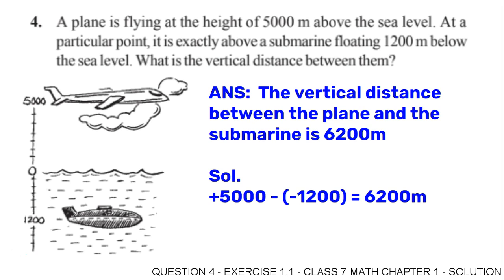6,200 meters. Solution: plus 5,000, which is the height of the plane, minus negative 1,200, which is the height of the submarine because it is below 0. If you do that equation, it equals 6,200 meters. So that's our answer. And we solved it pretty fast.